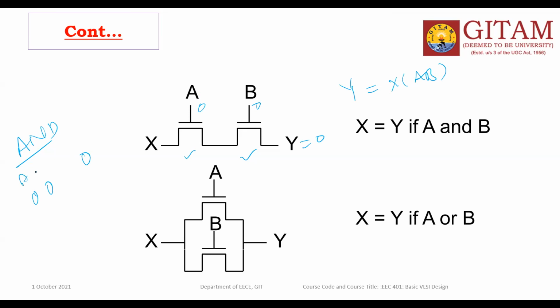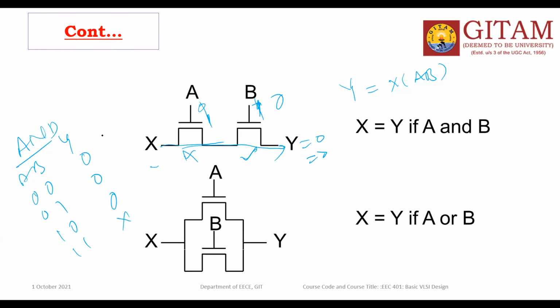So A, B, and Y. Suppose 0, 1: if this is 0, this is 1, and this one is open, no signal. This is on, but no use. This is off, so Y is still 0. Suppose this is 1, this is 0. The output is 0 because if any one of the transistors is open, the output is 0. The last combination is 1, 1. If both are ones, then the two switches are on, the signal passes through, and Y is equal to X.